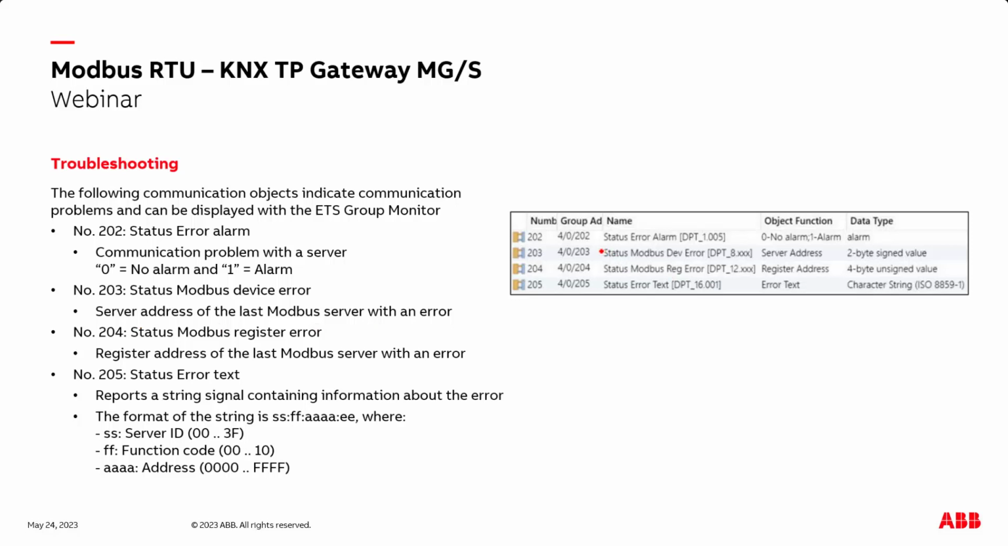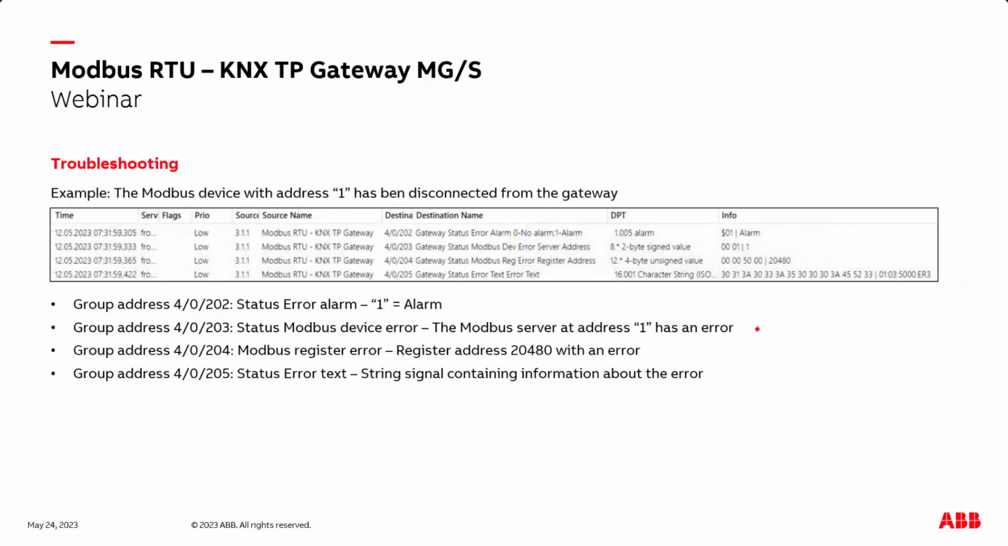And with the next group object, number 203, we get the server address of a device with the problem. And with the next one, we get the register address, maybe when we have entered a wrong register address which is not available in the meter, and we also get an error text. The error text is defined in a different string, which is also specified in the Modbus guidelines.